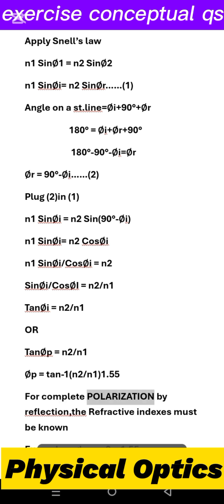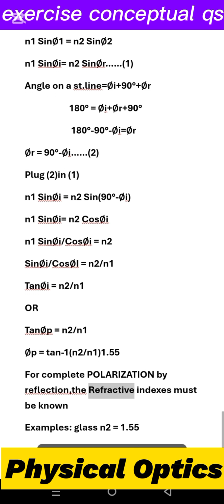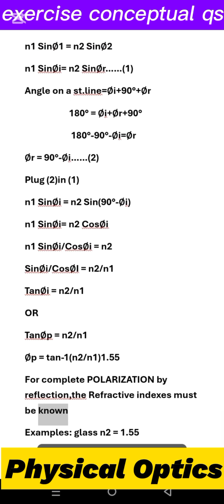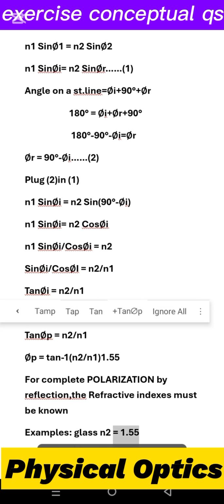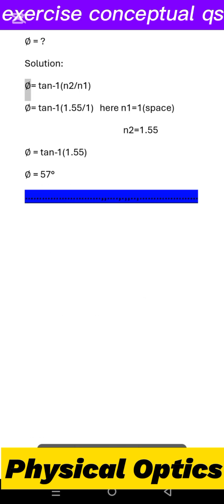For complete polarization by reflection, the refractive indexes must be known. Example 1: glass, n2 equals 1.55. φ equals tan inverse of n2 over n1, which is tan inverse of 1.55 over 1. Here n1 equals 1 and n2 equals 1.55. φ equals tan inverse of 1.55, so φ equals 57 degrees.